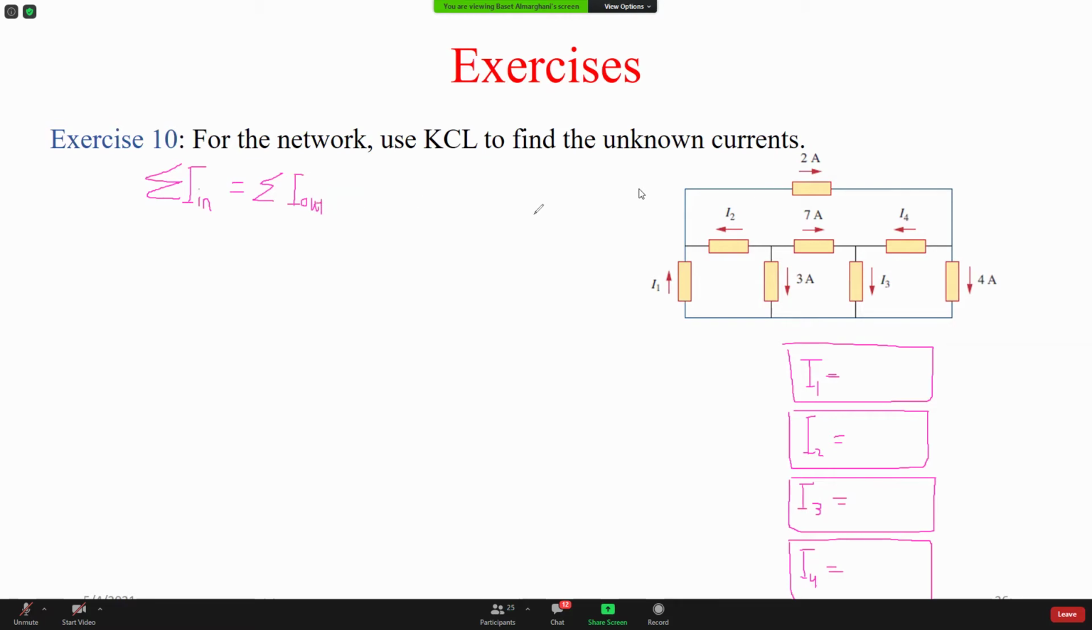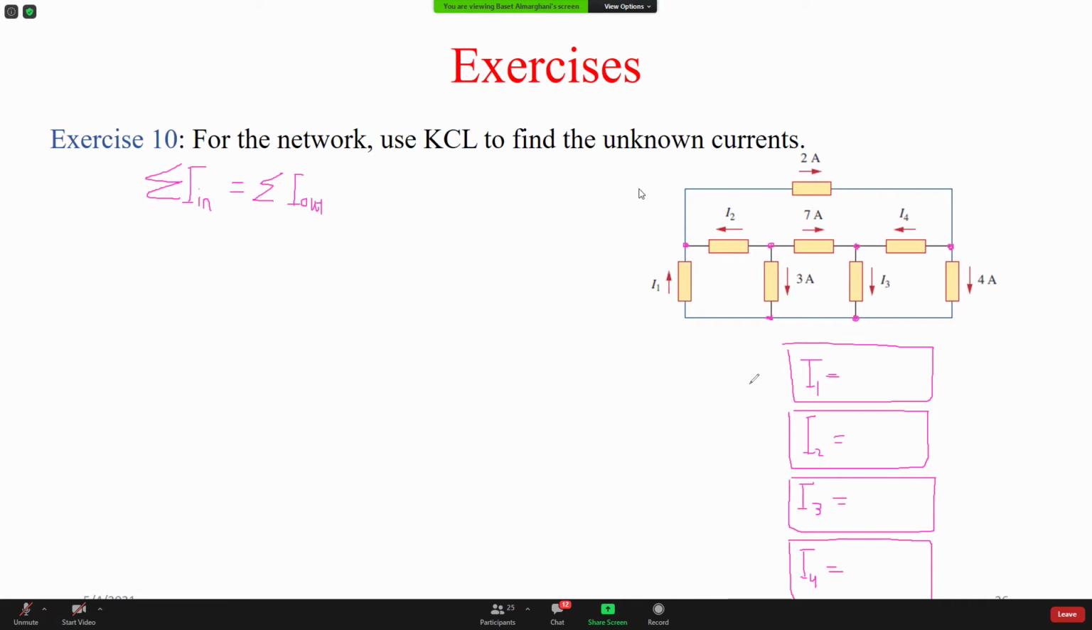So when I see an intersection, this is an intersection. This is another one. This is another one. This is another one. This is another one. And this is another one. So how many intersections do I have here? I have 6 intersections. I can make 6 equations. How many equations do I need? 4, because I have 4 unknowns. So I don't need to use all the 6 equations.